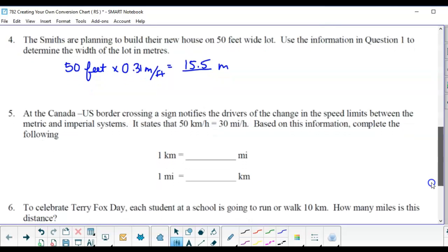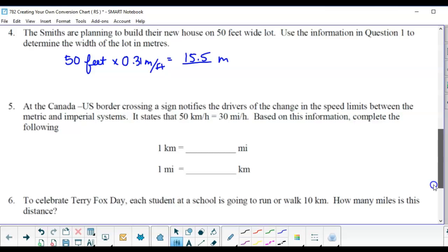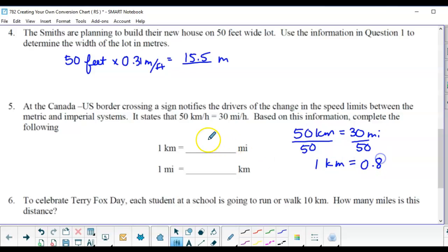At the Canada-US border, a sign notifies the drivers of the change in the speed limits between metric and imperial and states that 50 kilometers per hour is about 30 miles per hour. Based on this information, complete the following. Basically that's saying 50 kilometers equals 30 miles. So now if we want 1 kilometer, we divide by 50. So 30 divided by 50 is 0.8. And again, it's approximate. They're not going to go to the nearest tenth on a sign, right? And vice versa, if we wanted miles to kilometers, 50 kilometers equals 30 miles, so we'd divide both by 30. And so 5 divided by 3 is 1.7 if we round that.